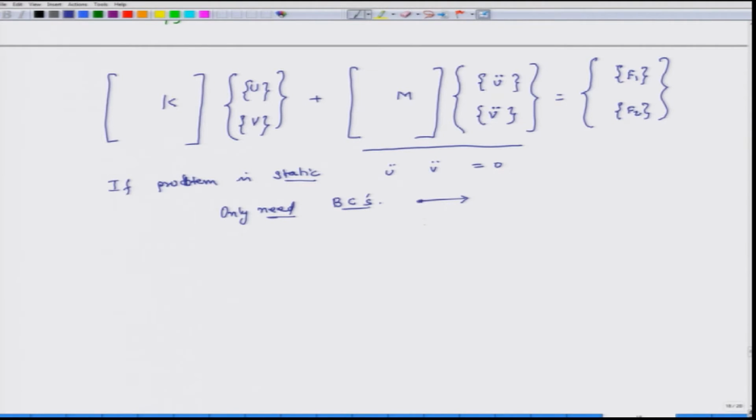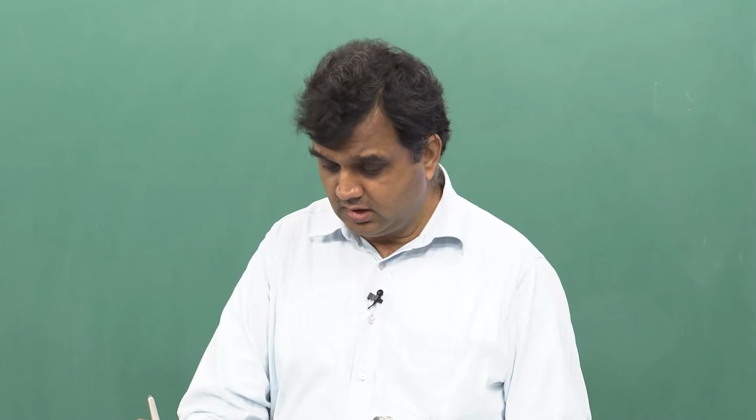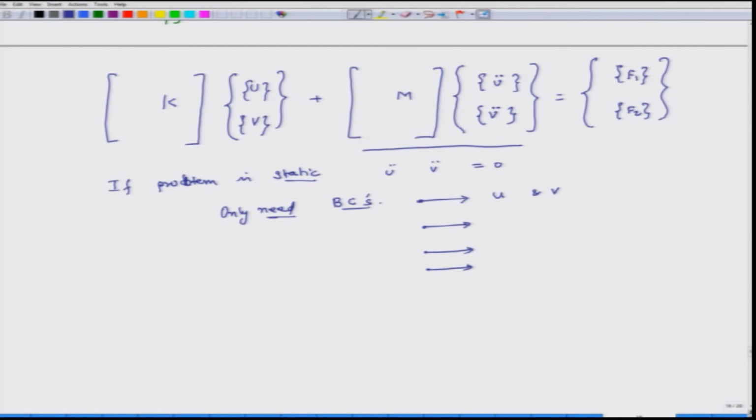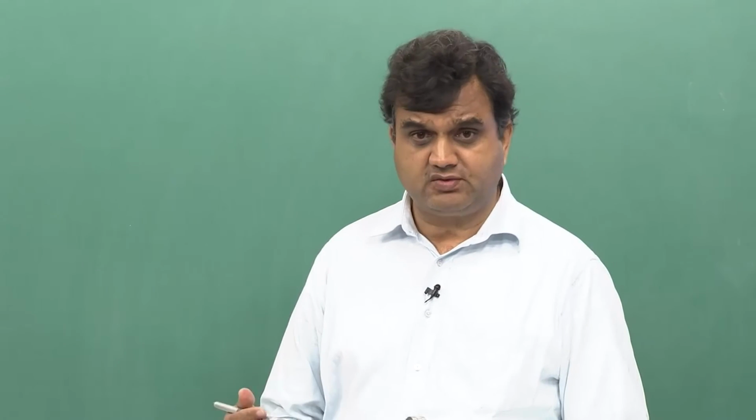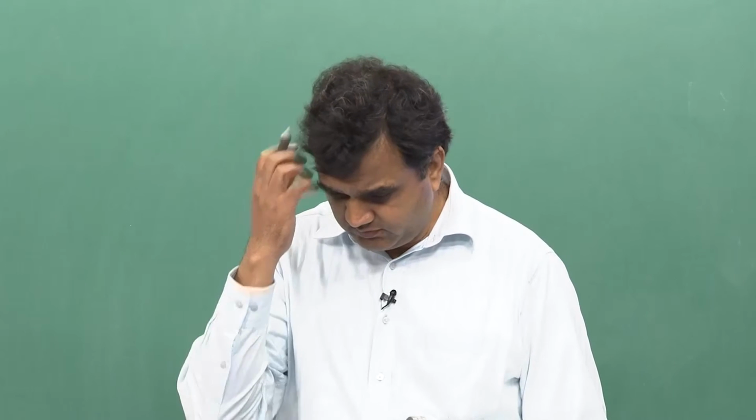4 sets of boundary conditions. The first set of boundary condition is that on the entire boundary I know u and I know v, which means what do I know? Which type of variables? Primary variables I know, and I am specifying essential boundary conditions.